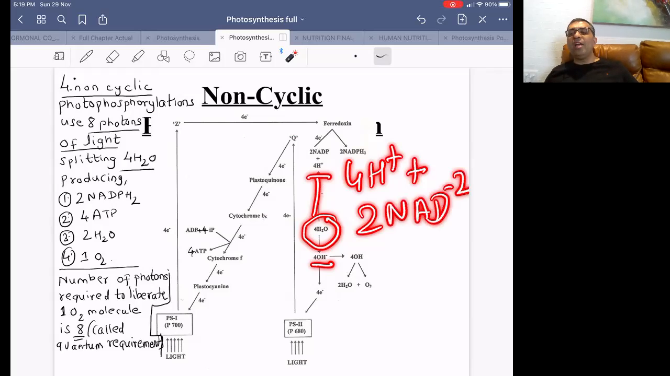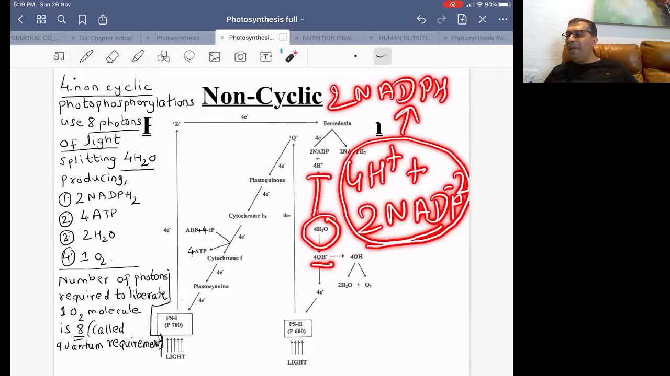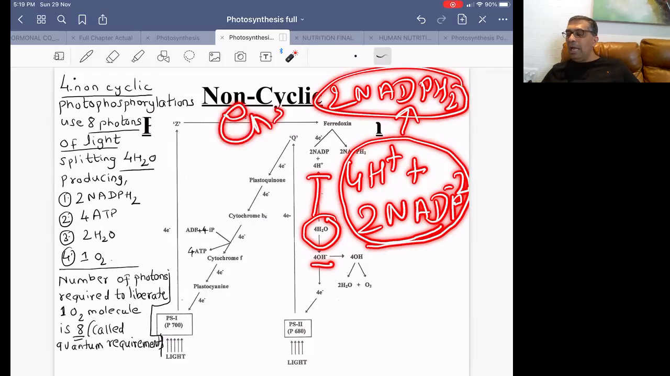If you remember, each NADP accepts 2 electrons. And 4H plus, 2 NADP and 2 NADP minus 2 will form 2 NADPH2. NADPH2s are rich in energy. Why are they rich in energy? Because they have got electrons emitted from PS1.